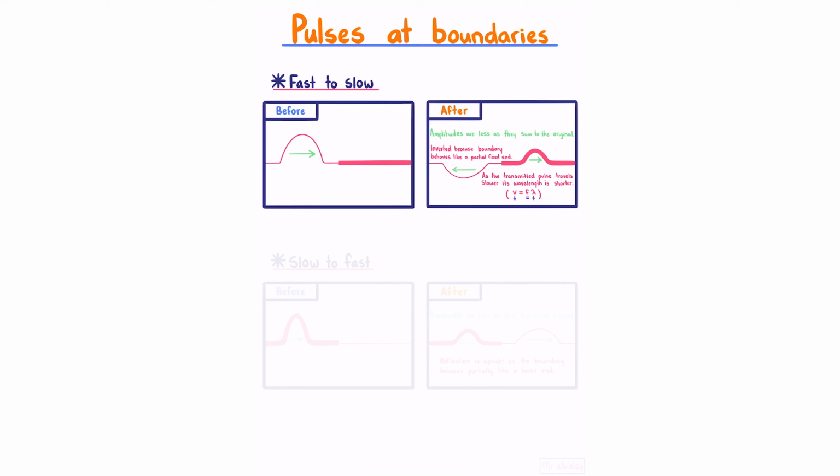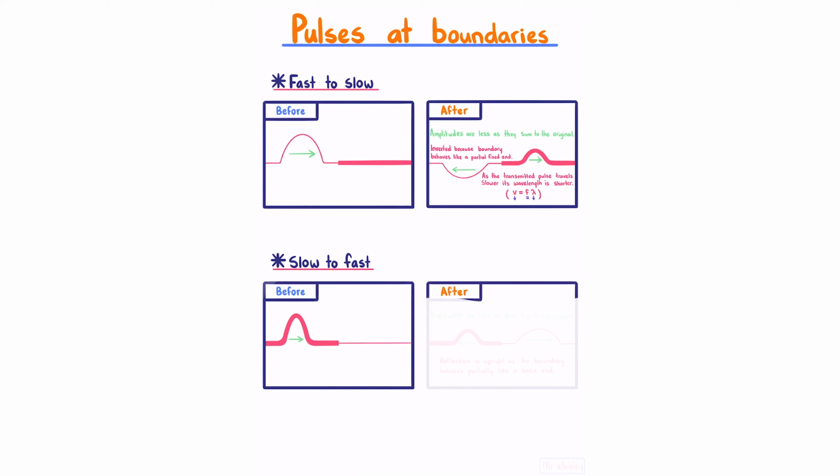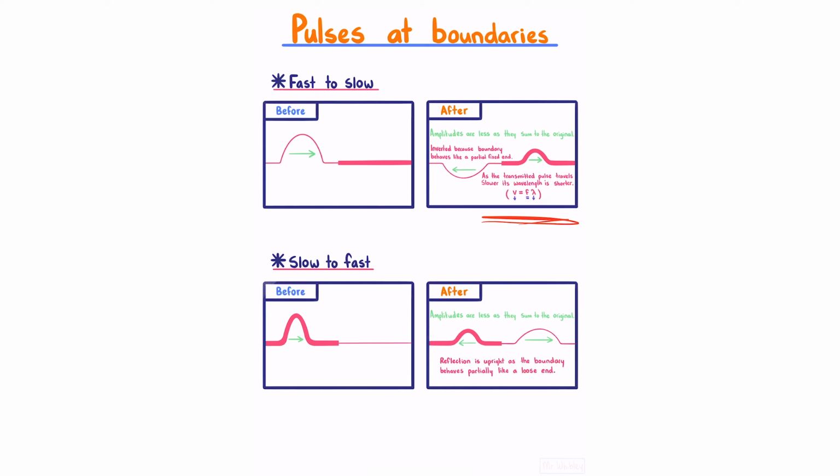For a pulse moving from a slow medium to a fast medium, so the reverse situation to before, the situation afterwards is going to have a reflected pulse, where the reflection is upright as the boundary behaves partially like a loose end. And we're also going to have part of our pulse transmitted, where the wavelength is longer, via the same reasoning here, except the situation is reversed for an increased velocity. And once again, the amplitudes are less as they sum to the original.